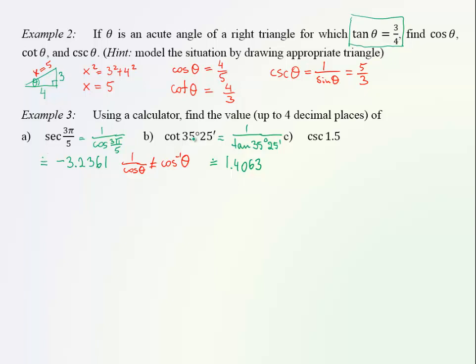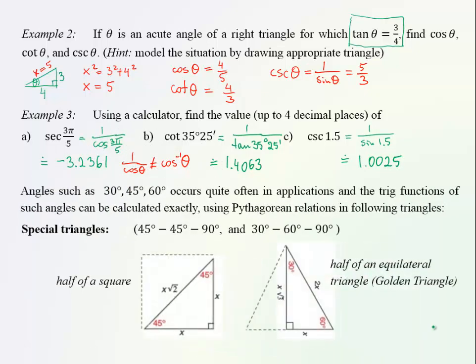So this question was in degree mode. If you've got any problem, check if your calculator is in degree mode. And the next question is again in radians. So switch your mode back to radians. And again, use the reciprocal of sine of 1.5. This should be approximately 1.0025.